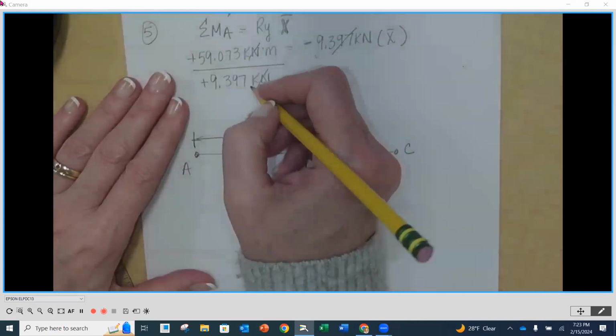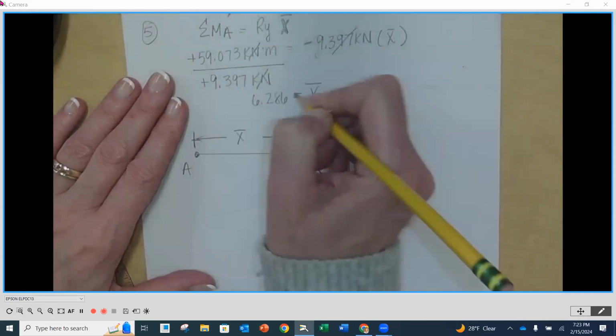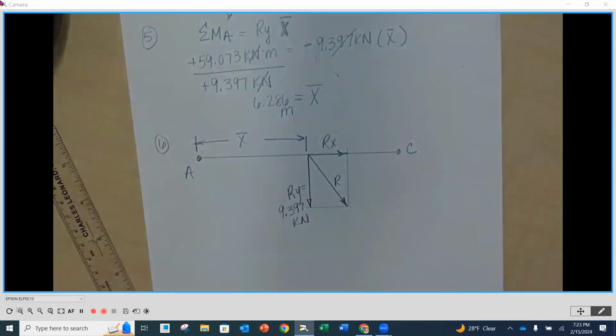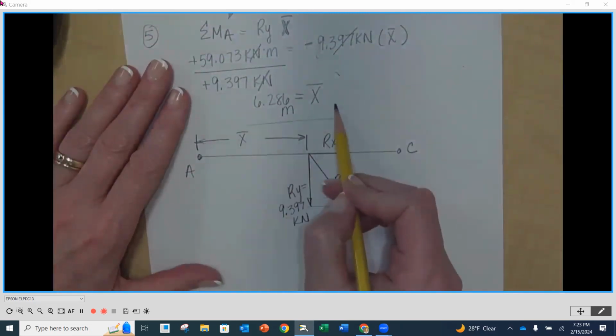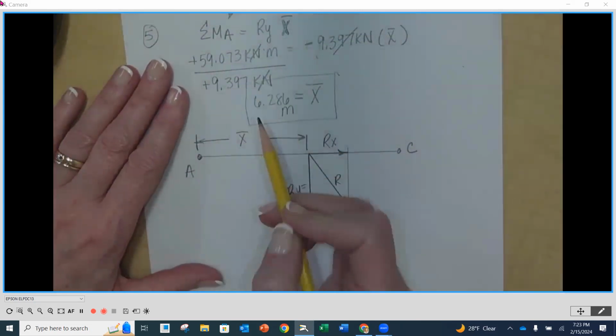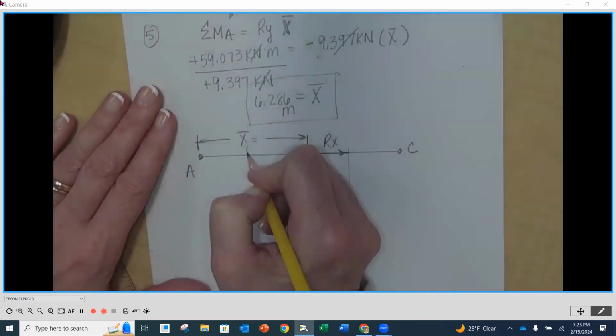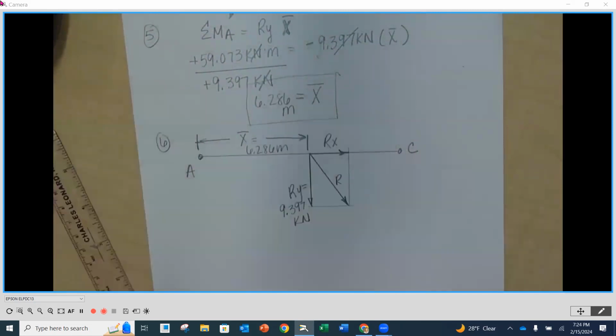6.286. And that's going to be meters, right? Put the meters in there. Anybody else get that same number? 6.286 meters. Confirmed? Yep. Okay. Josh said yep. Awesome. And William said yep too. Great. Thank you. So X bar equals 6.286 meters. And there you go. So there's your diagram.